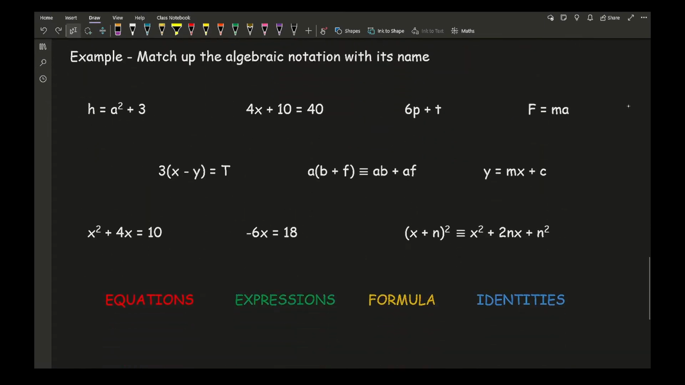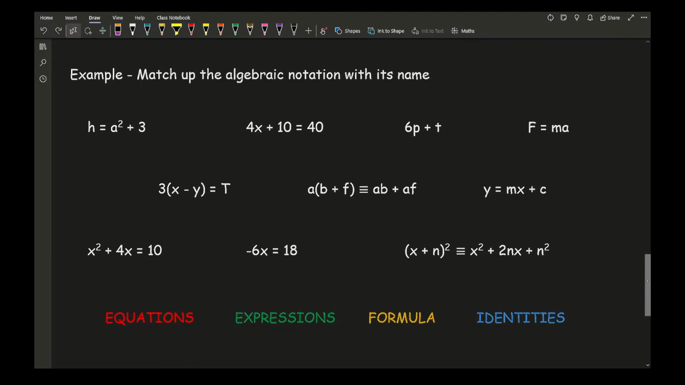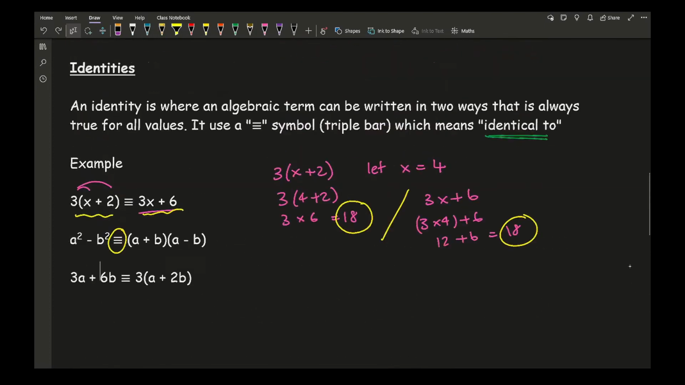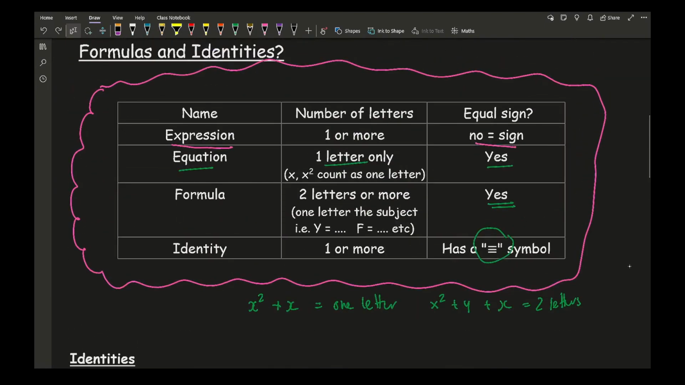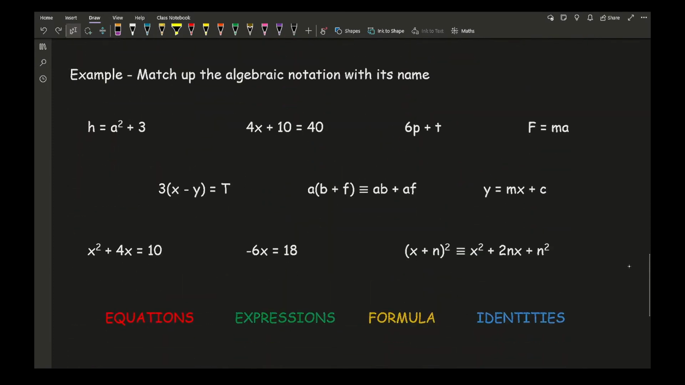So let's have a look at an example question of how this would commonly get asked to you in an exam or test or even a homework or classwork. Here we're asked to match up the algebraic notation with its name. If you want to have a go at these questions yourself, by all means pause the video and have a go. I would reference the table to help you decide which of the following are either an equation, expression, formula or an identity. So let's have a look at the answers.